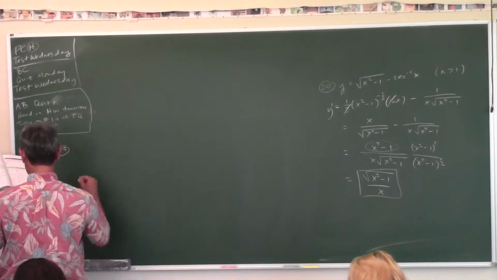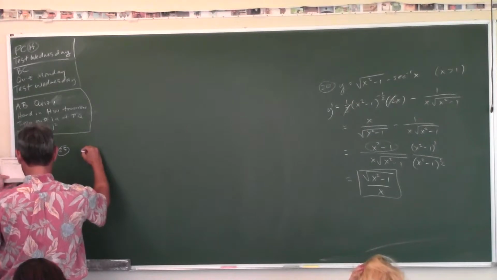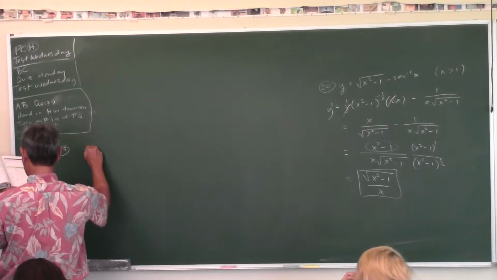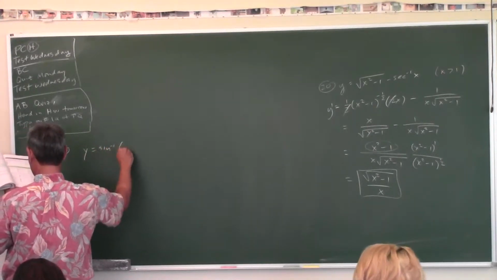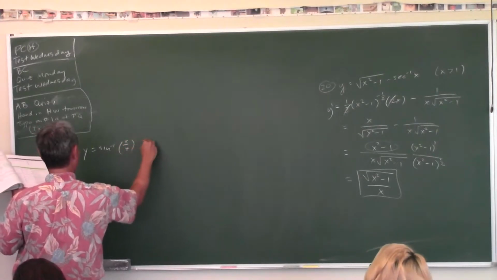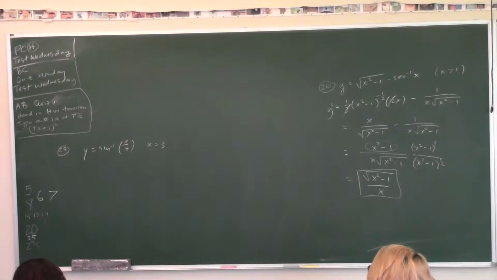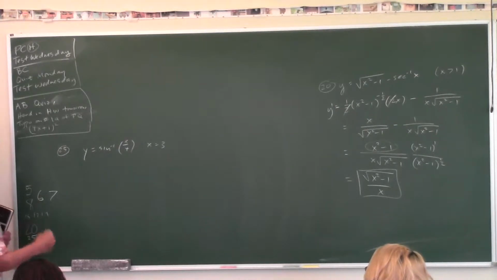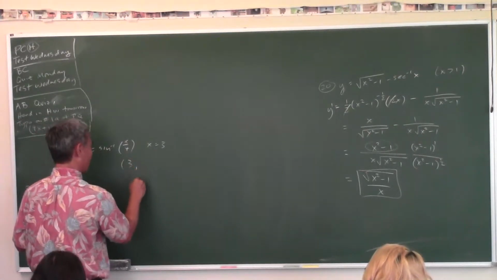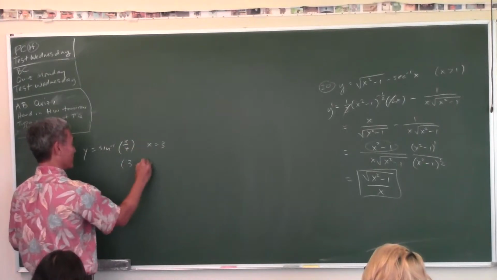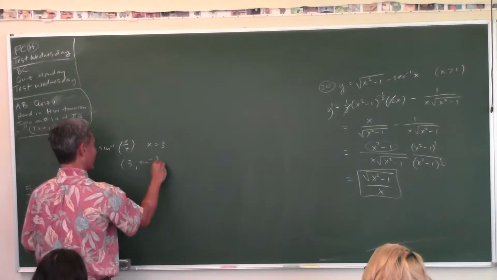Find an equation of the tangent line. Come on! 25? This is an insult. At x equal 3. Now what are the two things you need to write an equation of a tangent line? Point and a slope. So what's the point? 3 comma. What happens when you plug in 3? You get sine inverse 3/4.